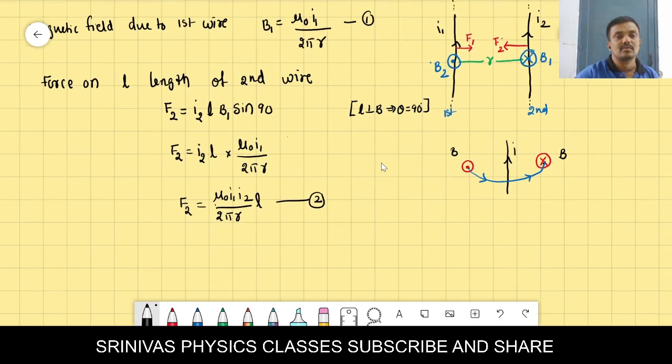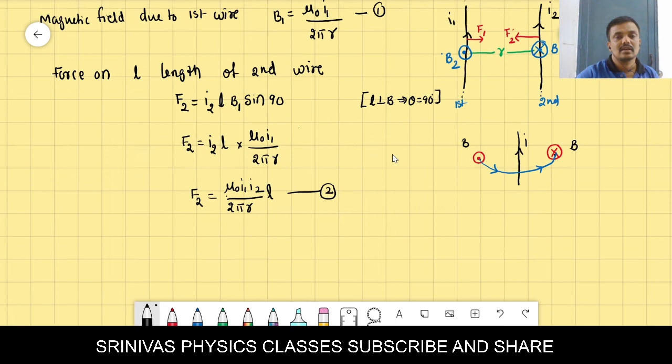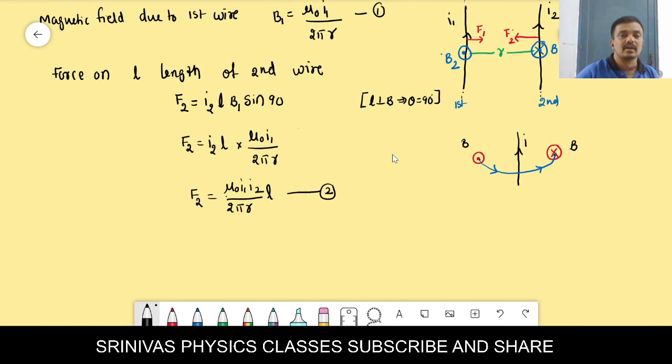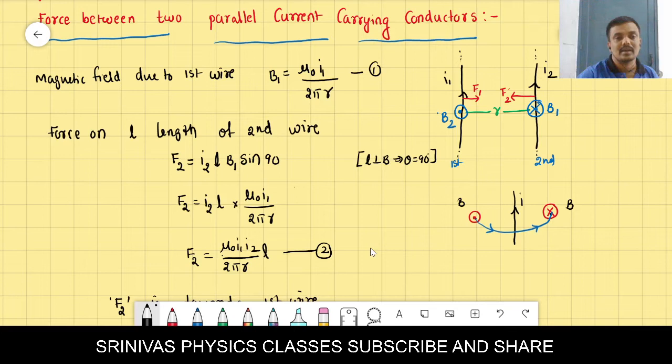What is the direction of the force? According to the figure, F2 acts on the left side, right? F2 is towards the first wire. Is it right? Force on the second wire is towards the first wire. Now this is the force on the second wire.